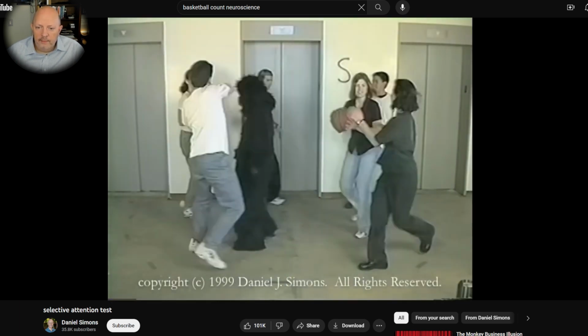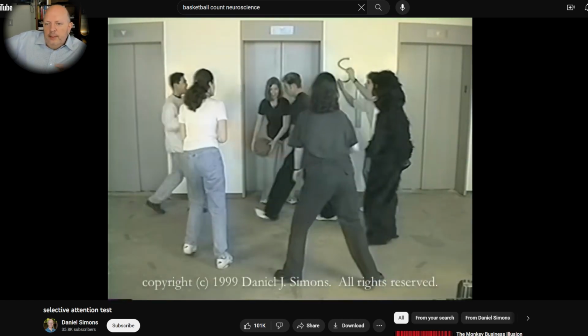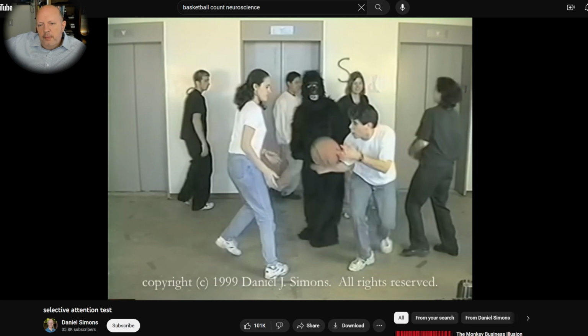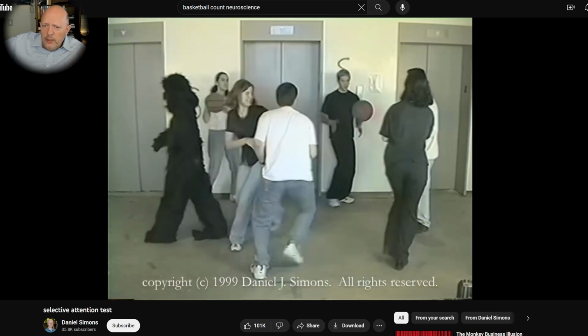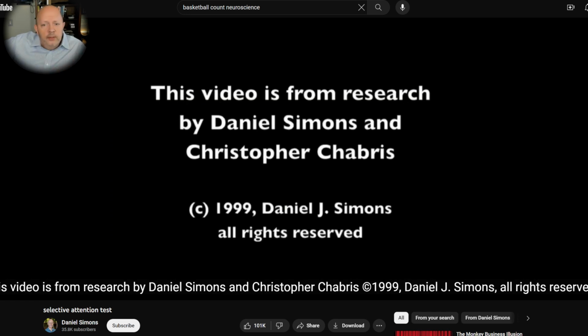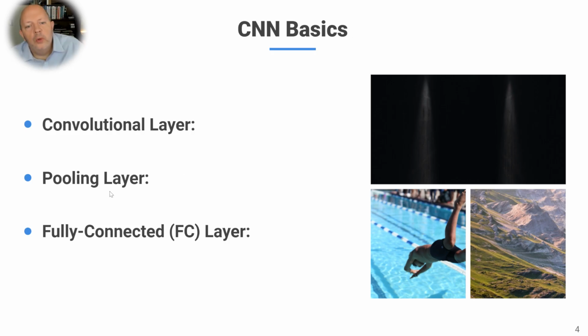A lot of people that have never taken this will never see the gorilla. So if you've taken this before and you've seen the gorilla, you know it's there. But if you've never taken this, something like 80% of people will not notice that there's a gorilla walking through the screen. They won't even believe me until you rewind the video. This is from research by Daniel Simons and Christopher Chabris. And so now, Richard, why did you show this to me? Okay, because that is kind of what a pooling layer does. That, at least in my mind, as a starting point, is what a pooling layer does.